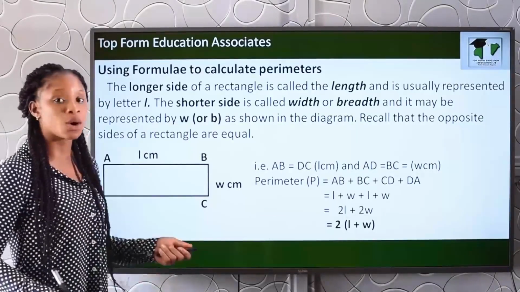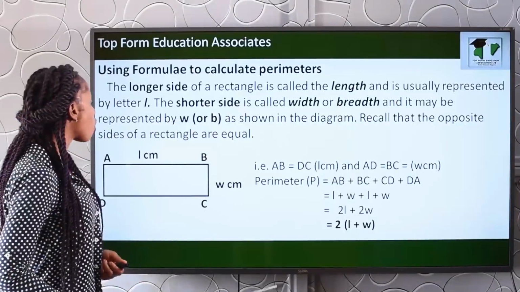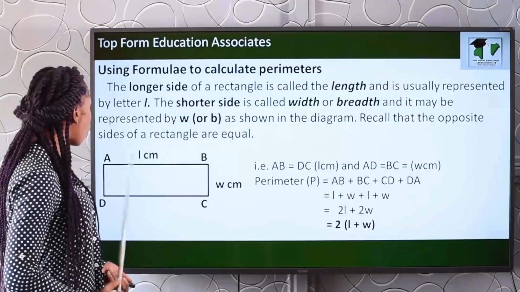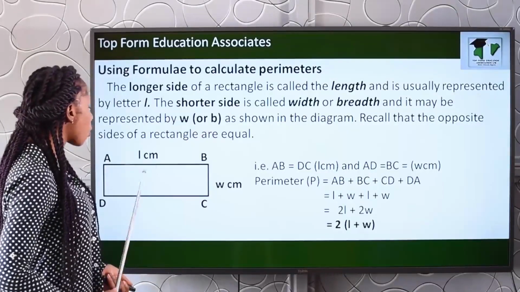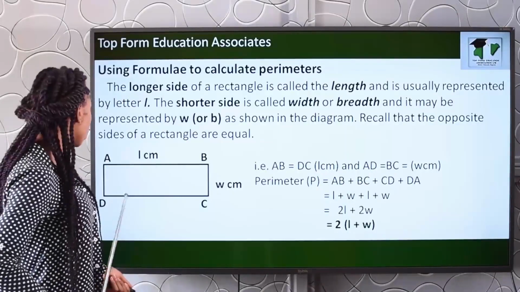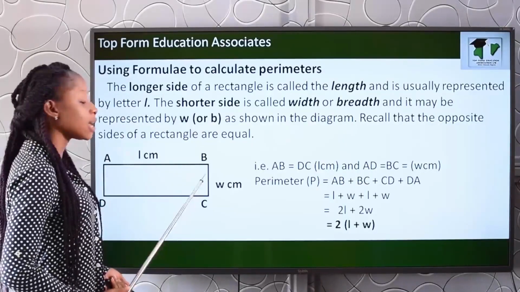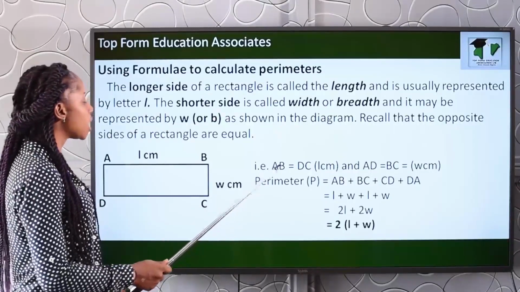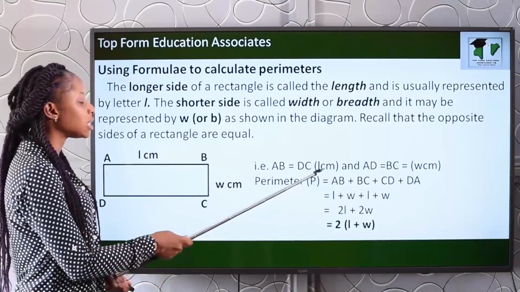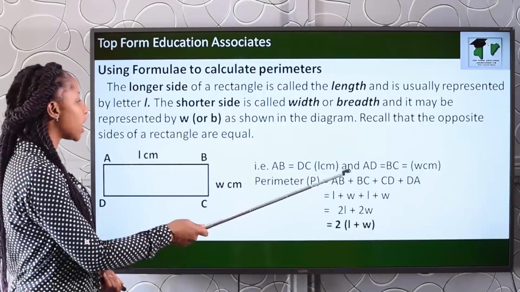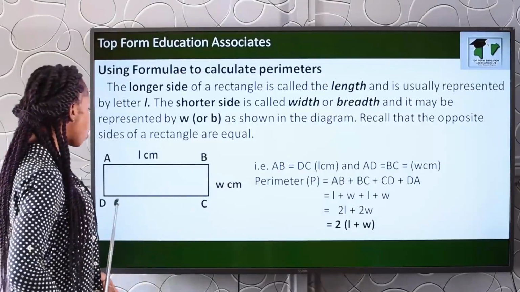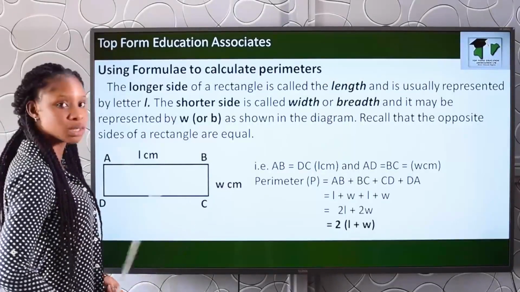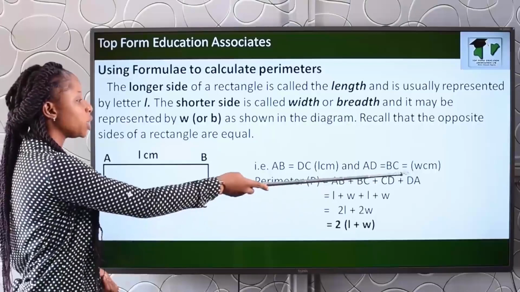Recall that opposite sides of rectangles are always equal. Look at AB and DC. AB is opposite to DC and they have equal length, represented by length centimeters. And AD is opposite to BC and they have equal length. These are the shorter sides, the breadth, and it's represented by width centimeters.